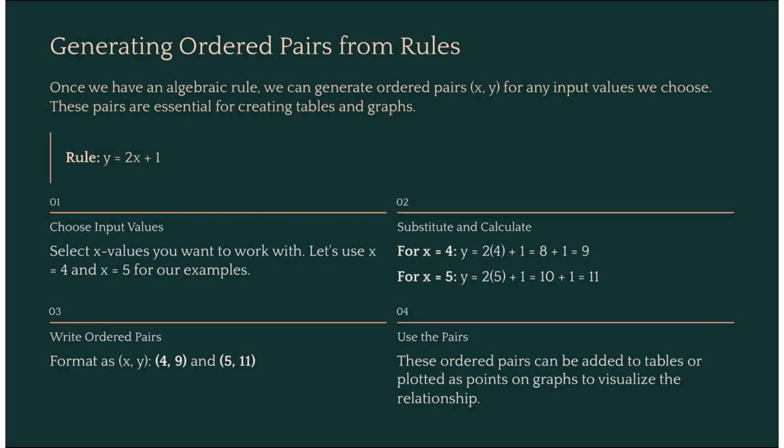To create a table or graph, you must first generate ordered pairs. Given the rule y equals 2x plus 1, if we choose an input x of 4, we substitute 4 into the rule. 2 times 4 is 8, plus 1 is 9. So the output y is 9. The ordered pair is (4, 9).